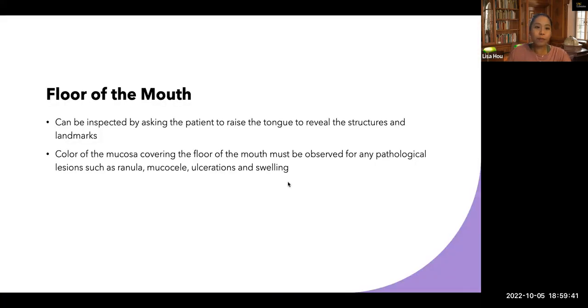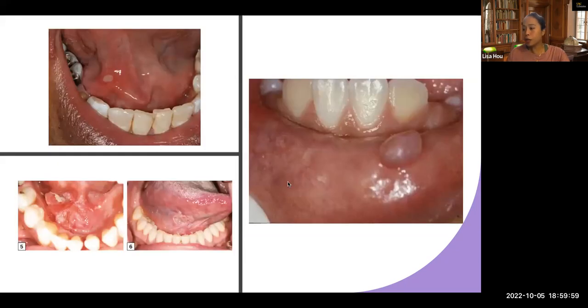Now, the floor of the mouth can be inspected by asking a patient to raise the tongue to reveal the structure and the different landmarks. The color of the mucosa covering the floor of the mouth should also be observed for any pathological lesions like granuloma, mucocele, ulcerations, or swelling. Here on the floor of the mouth, the bottom picture shows an aphthous ulcer, or your common canker sore. Bottom right, you see squamous cell carcinoma. On the right, you see a mucocele. When it's on the floor of the mouth and a little bit bigger, it's called a ranula.